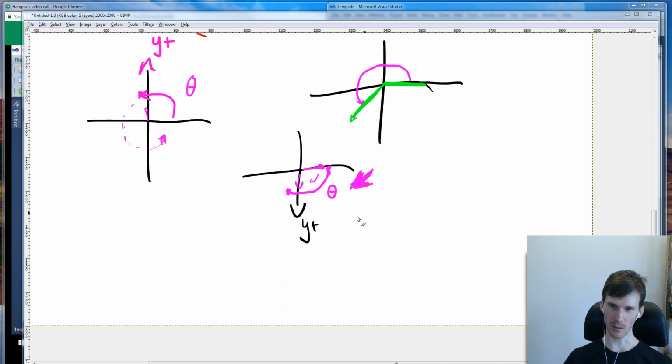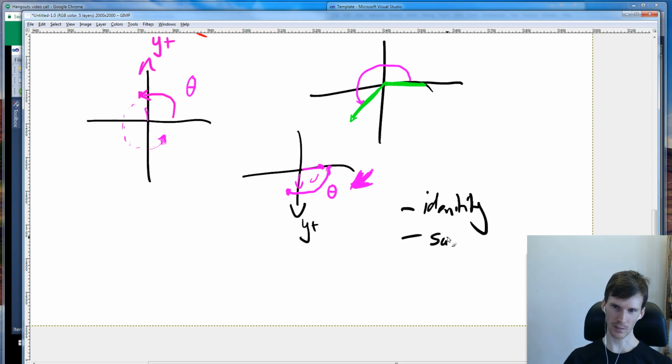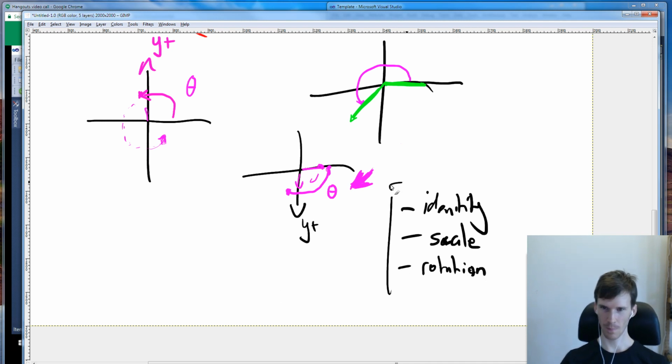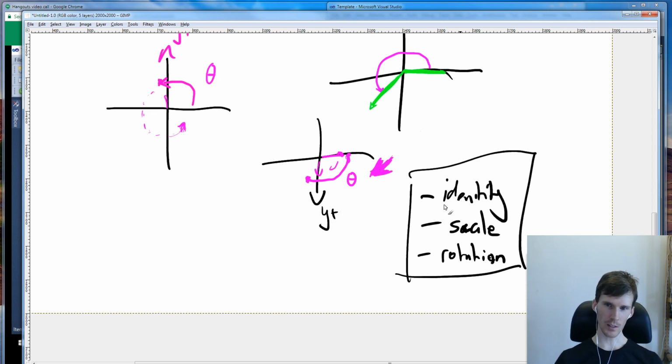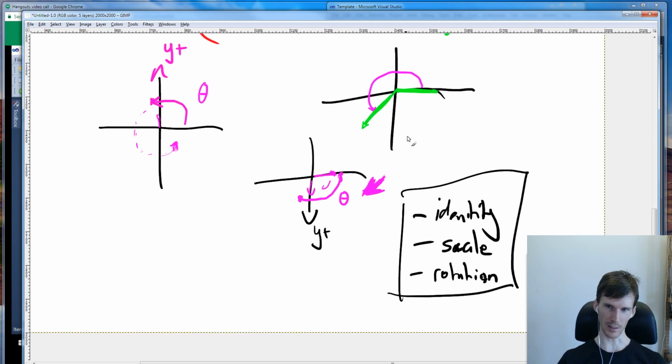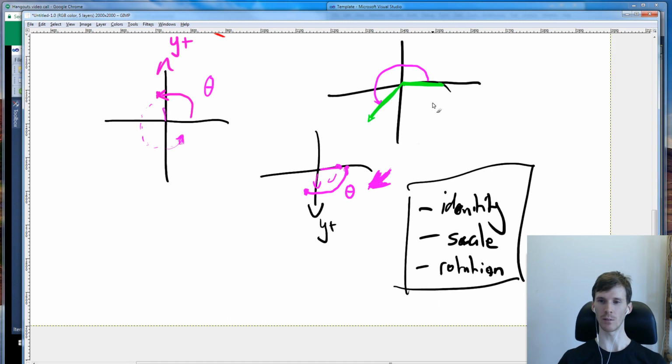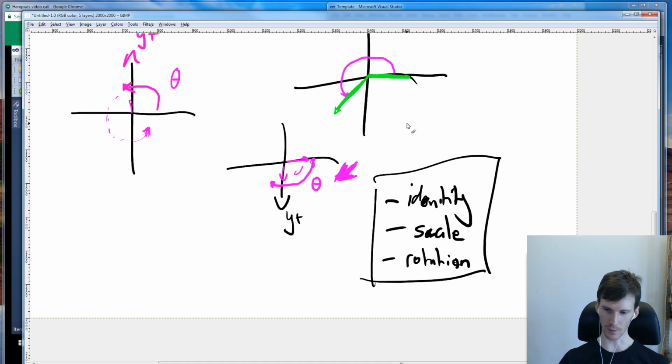Are you comfortable now with the fact that we have transformation matrices, we have the identity matrix, we have scale, and we have rotation? Identity, scale, rotation, yeah. We didn't do translation. You said it was a little harder. It's probably not that much harder, but it is a little bit different. So we've left that out for now. We don't have to cover it now.